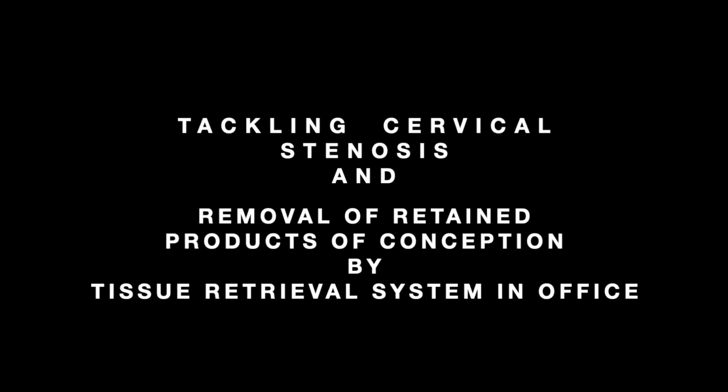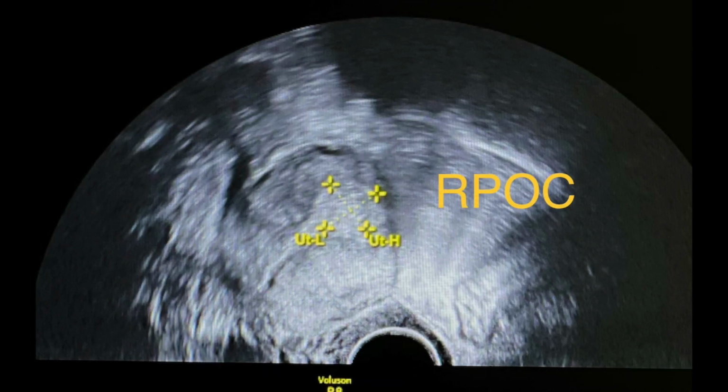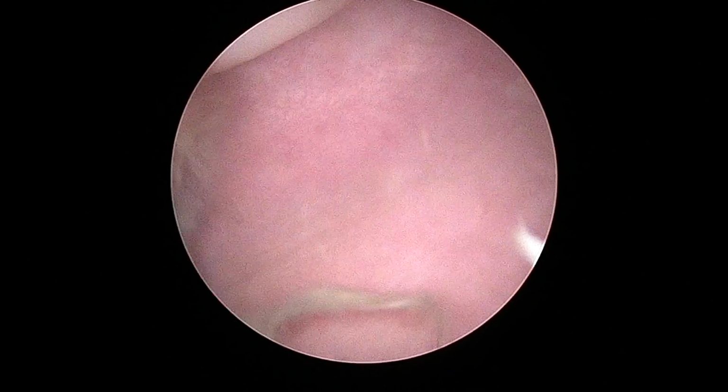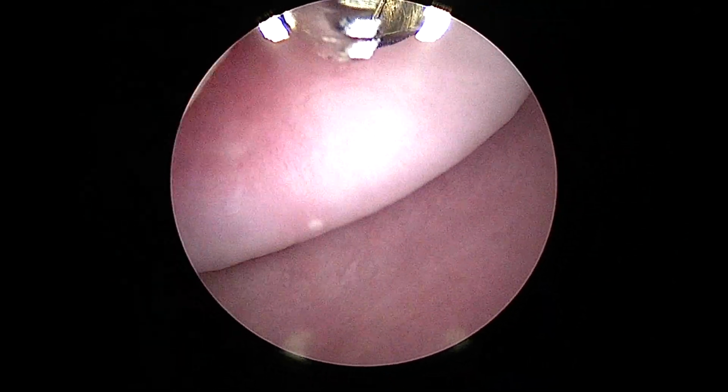This is a Gravida 3 Para 2, previous 2 cesarean section, presenting with PV spotting for 8 to 10 days, having taken MTP pills 3 weeks back. On transvaginal sonography, we are seeing a hypoechoic avascular mass in the upper part of the fundus, representing retained products of conception. The plan is to remove the retained products by using the tissue retrieval system.